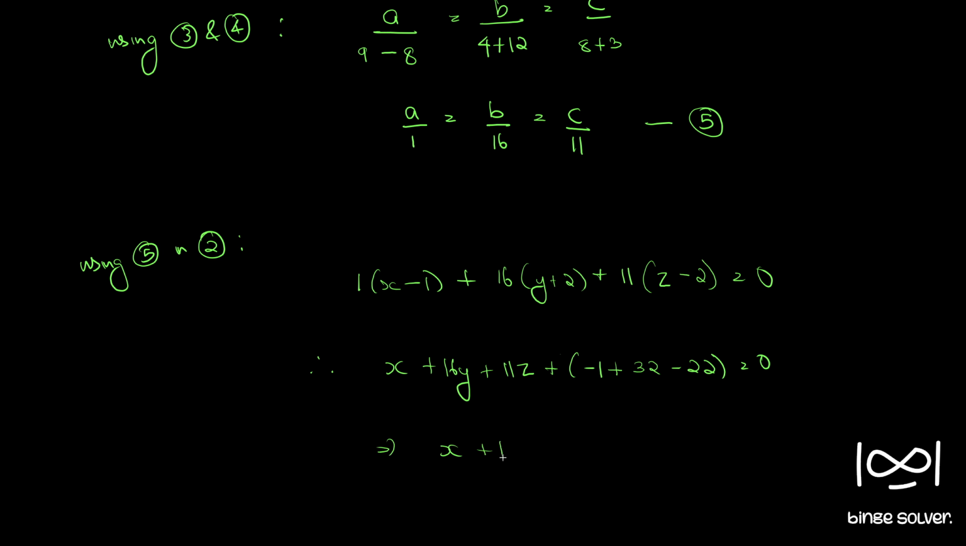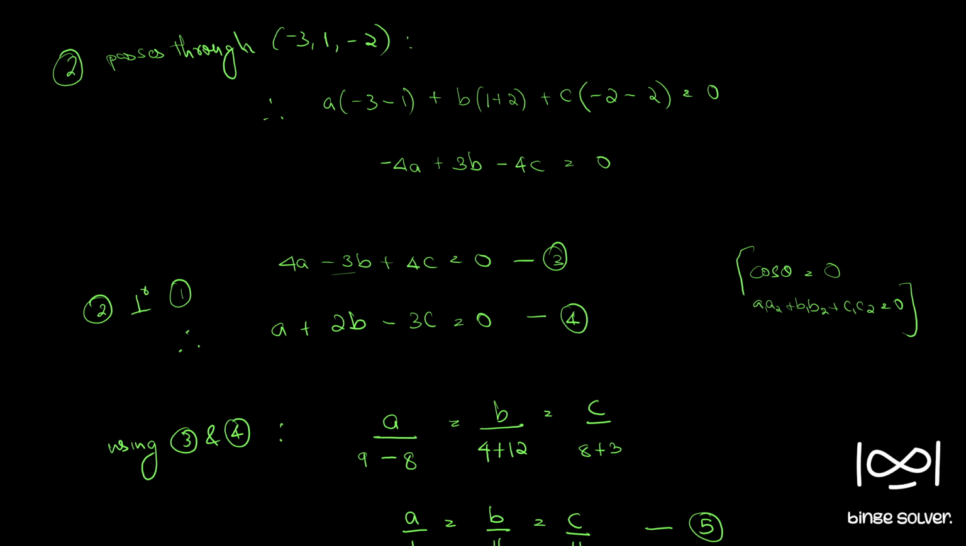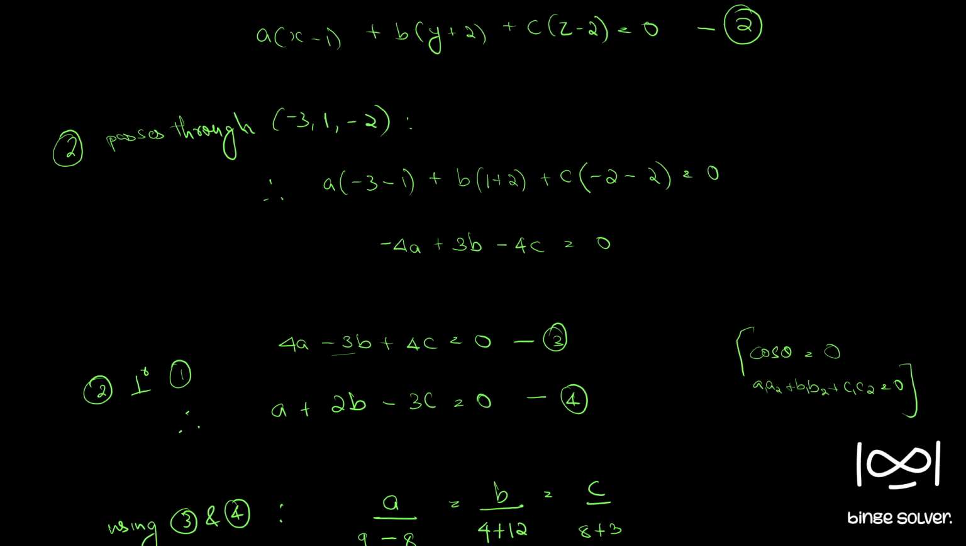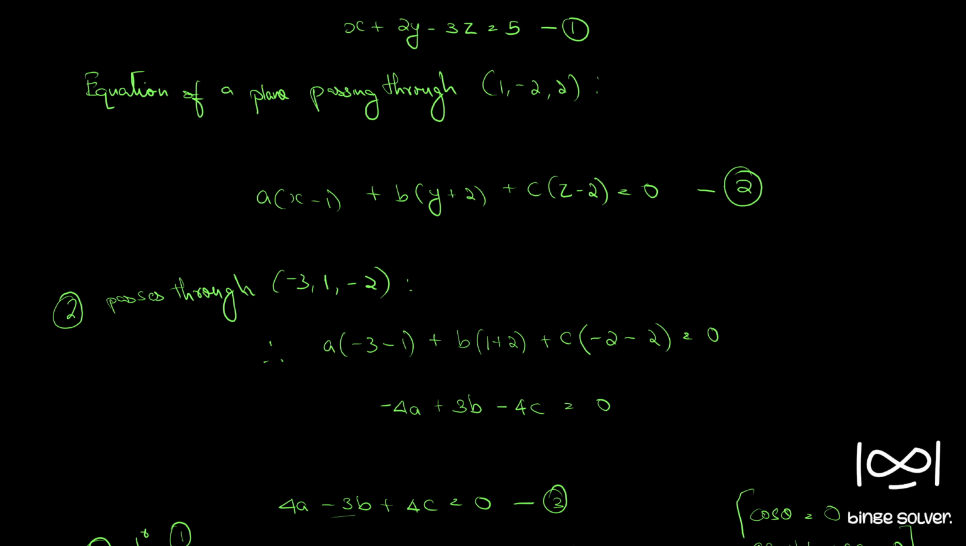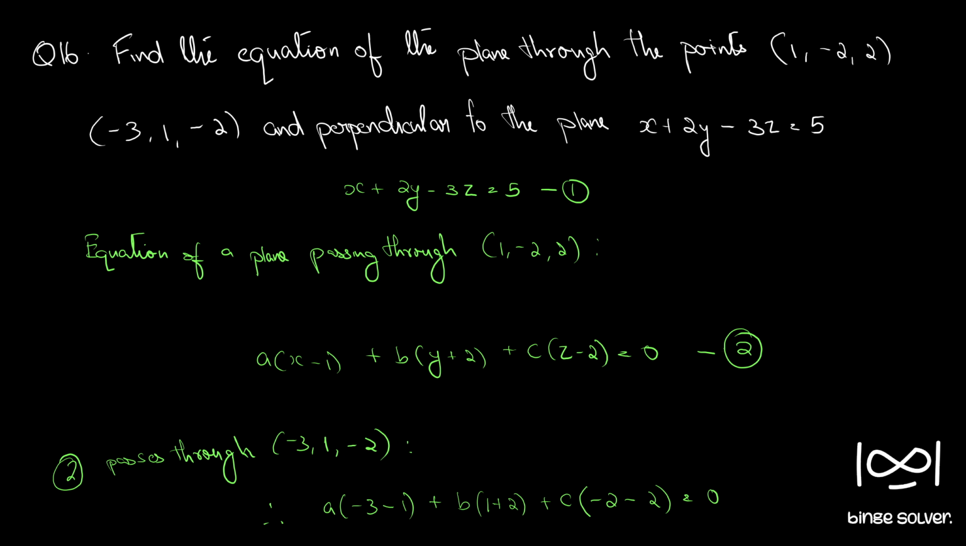x + 16y + 11z. So 32 minus 22 is 10. 10 minus 1 is 9, plus 9 equal to 0. x + 16y + 11z + 9 = 0. So these are the steps. So this is the solution to question 16.